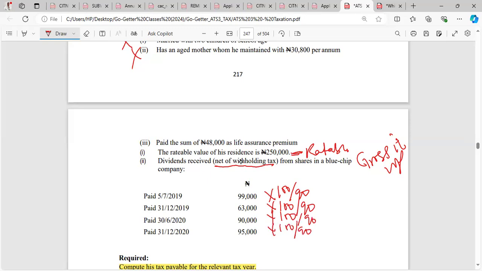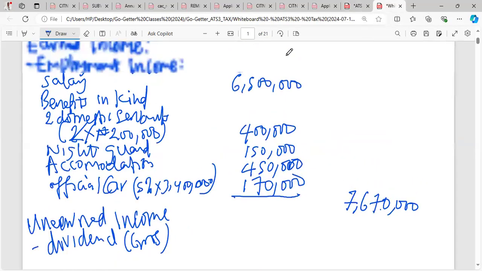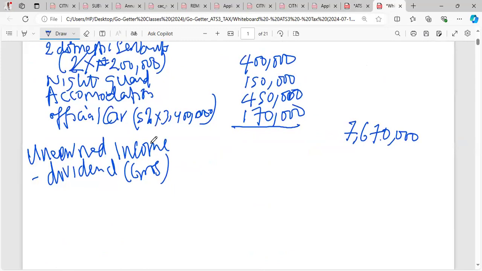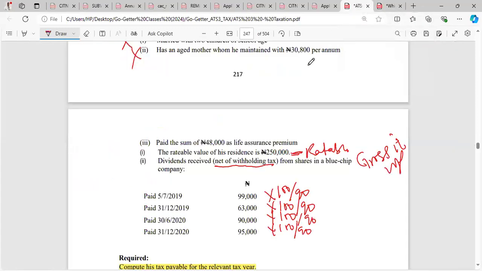Secondly, because the year of assessment is 2020, dividend income is only going to be taken from the year before. We're not going to take the 2020 ones because it is charged on a preceding year basis. So this one in 2019 qualifies, this one in 2019 qualifies. This does not qualify, this does not qualify. So what we are only taking is this.